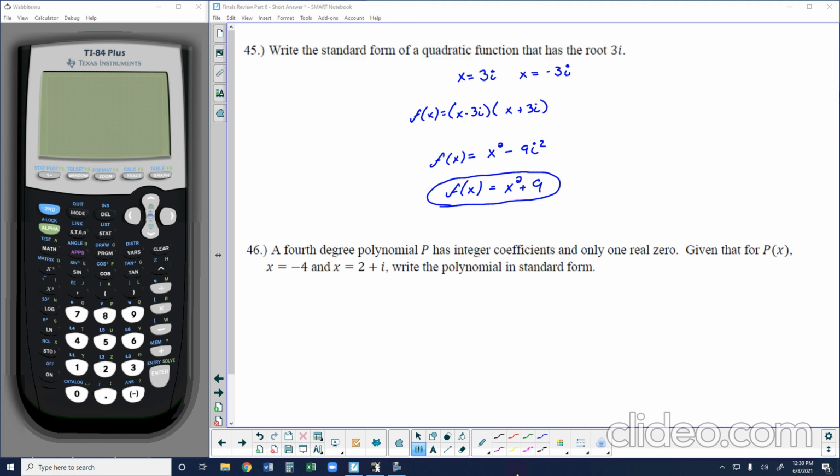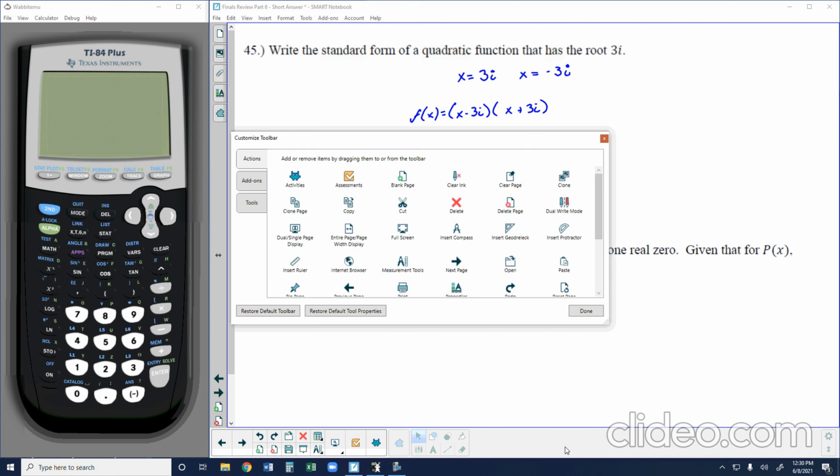Now in 46, a similar problem, but this time we have a 4th degree polynomial. It has integer coefficients and only one real 0, so no fraction coefficients, and only one real answer, which would be x equals -4. Given that for p of x, x equals -4 and x equals 2 plus i, write the polynomial in standard form.